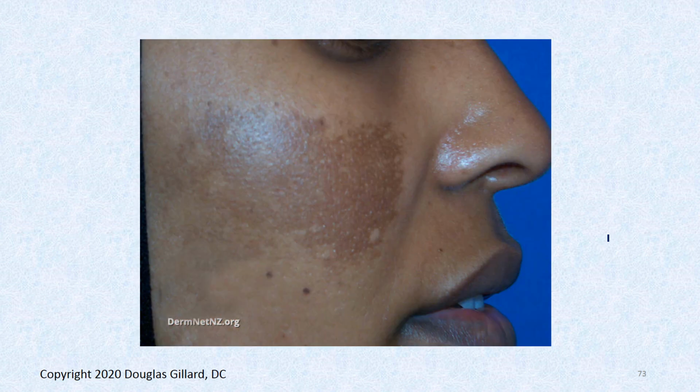It's another picture of one. Great website, by the way, this DermNet New Zealand. They put up a lot of pictures and they do a nice job. Just another one.